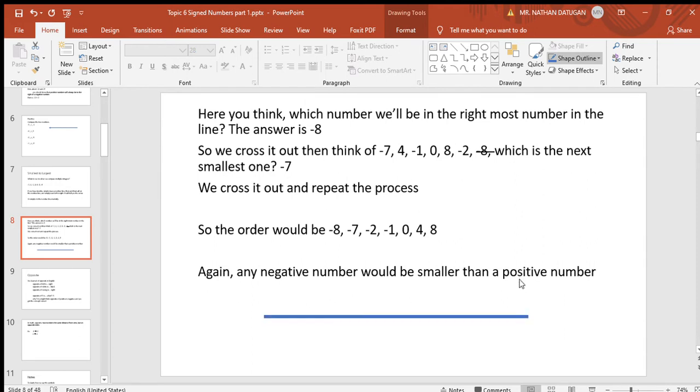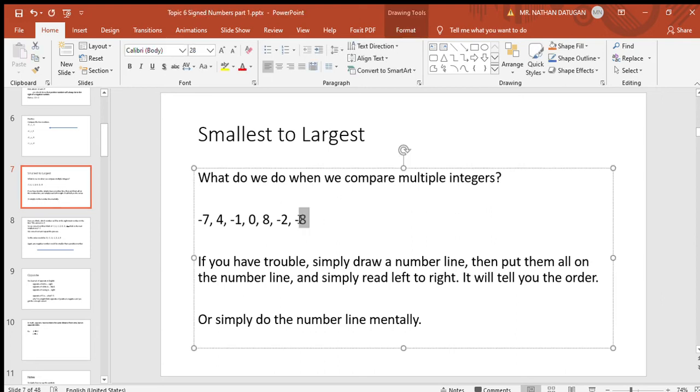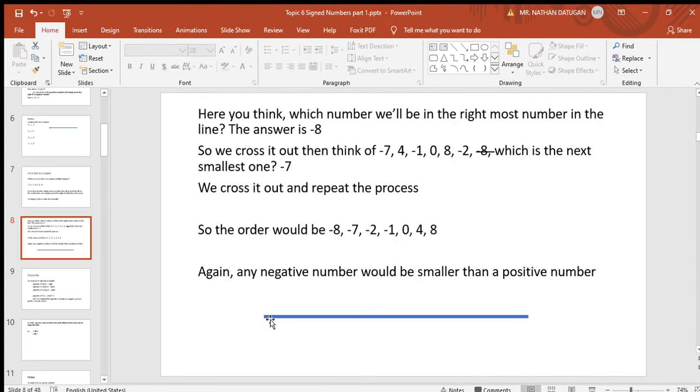Let's go make it visible. So here's a number line, and we're going to label it from here. Which number is our right handmost? The number that will be the rightmost number on the number line is -8. It's pretty much the smallest negative in our negative numbers. So -8 will be somewhere right here, and then we're just going to cross it out.